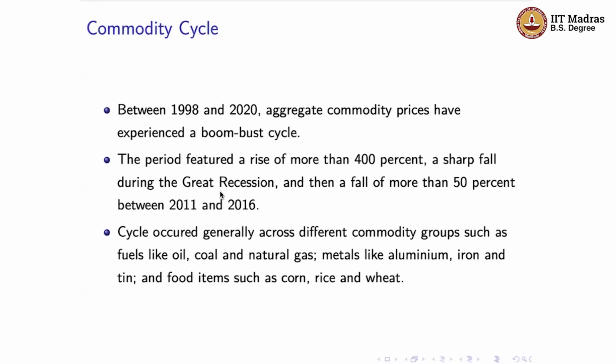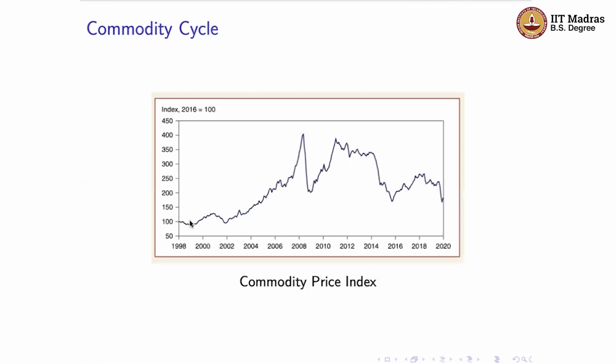So this is the global financial crisis and its aftermath that we have discussed before. And after that, again, there was a fall of 50% between 2011 and 16, right? So if we were to look at this figure, this is an index such that the price of this index has been normalized to 100 in 1998.